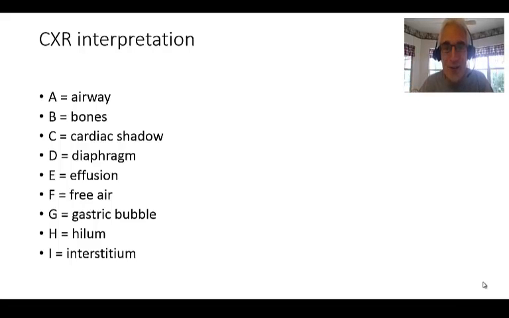Chest X-ray interpretation. We're going to do the ABC method. It's right in front of you. A is for airway. B is for bones. C is for cardiac shadow. D for diaphragm. E for effusion. F for free air. G gastric bubble.